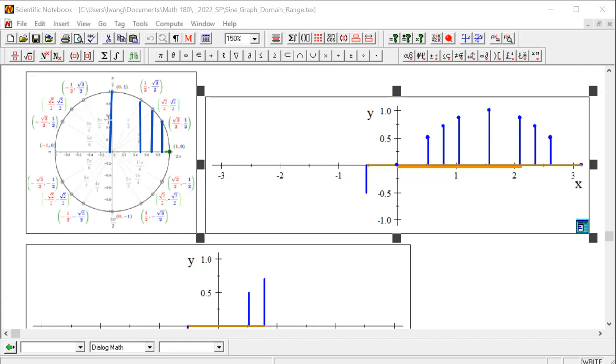1, positive 1. If you look at these blue bars, they correspond to each other: root 3 over 2, root 2 over 2, and half. These two are together for pi over 6. The second one is pi over 4, pi over 3, and 1, then 2 pi over 3, and the next ones are 3 pi over 4 and 5 pi over 6.